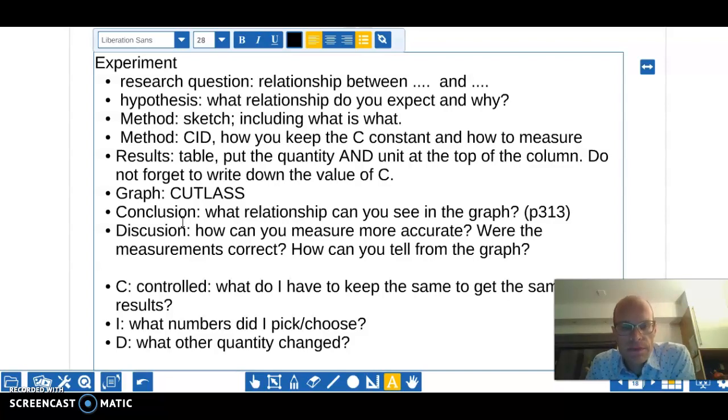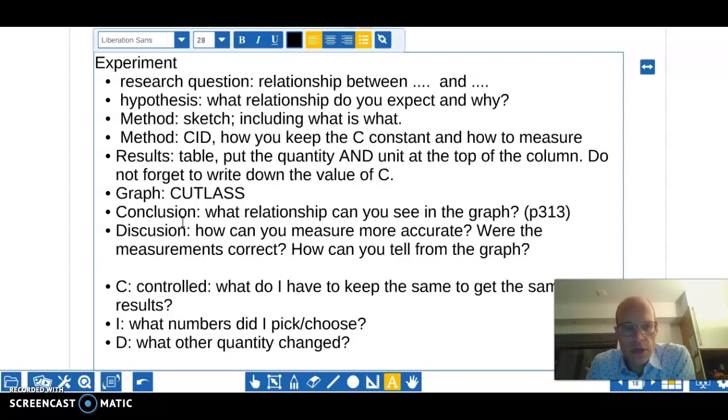Then on the back of the paper you need to write down the results in a table. Before you can make a graph, you need to make a table. You always put the quantity and unit at the top of the column, and you should also write down the value of what is controlled. The graph should be CUTLESS, so there should be crosses, units, a title, a line of best fit, axes labeled, the size should be proper, between 5 and 10 centimeters, and a linear scale.